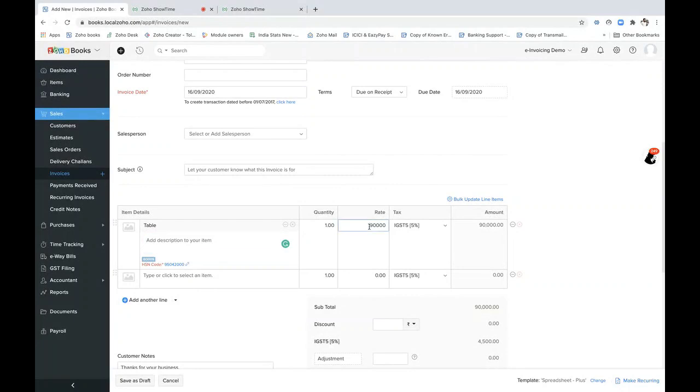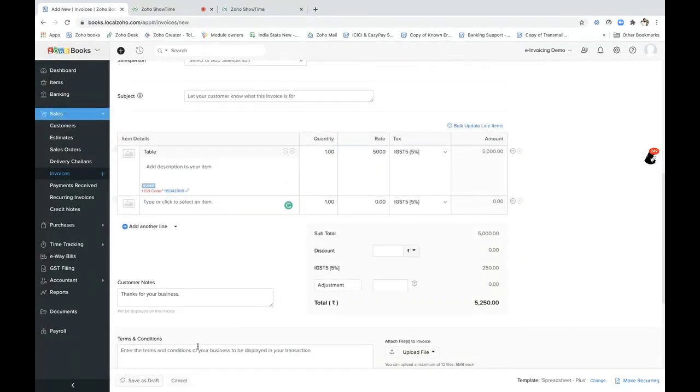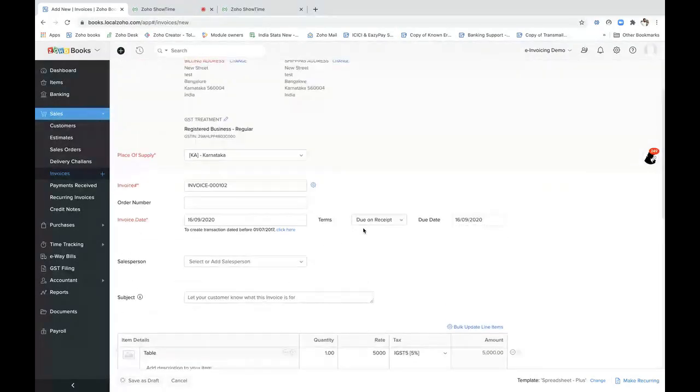one. So once I choose the item, I need to enter the HSN or the SAC code. I put in the rate for this. The GST gets populated automatically. I just save this invoice.